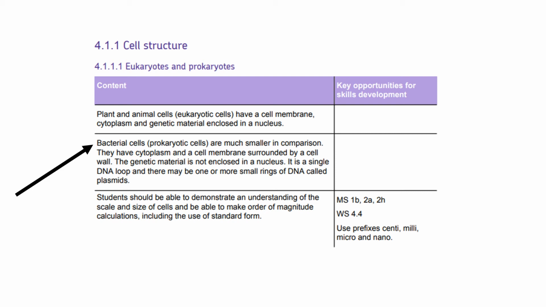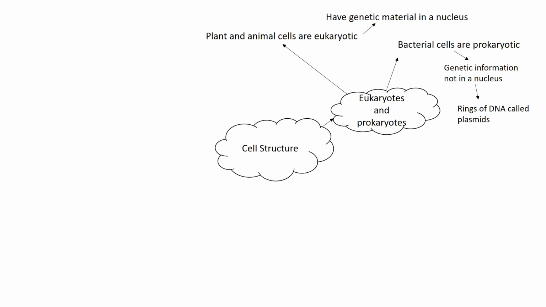Now, you might think that having a cell wall going around it is important, but I haven't included that on my next slide, but you might want to add that. It's all kind of down to you. So what I've taken from that as the most important is that bacterial cells are prokaryotic. Their genetic information is not in a nucleus, and they have these rings of DNA called plasmids, because plasmids will definitely be a new word that you will have come across in that chapter. Okay, so I've taken out the key things that are going to be new to you.